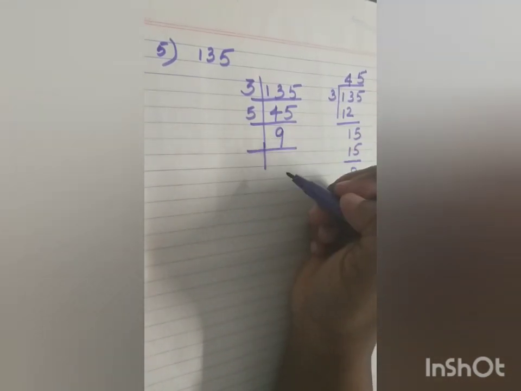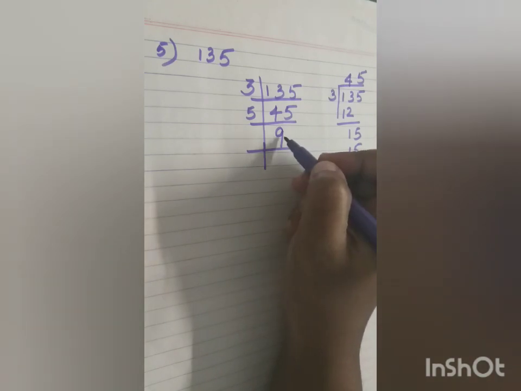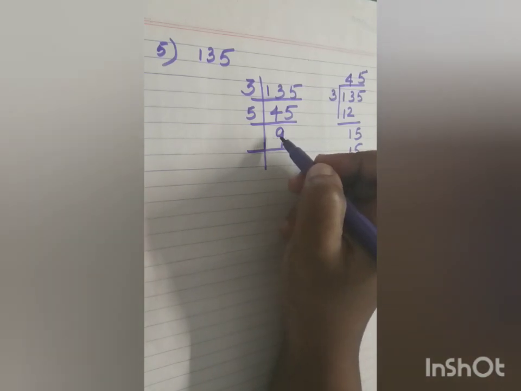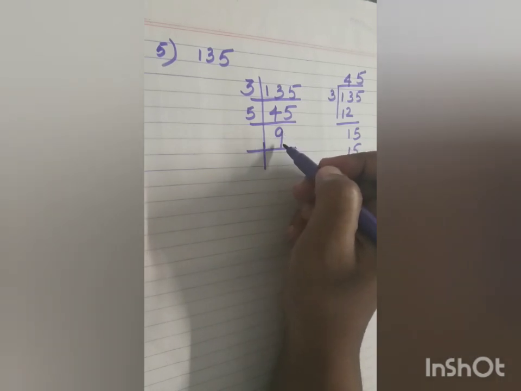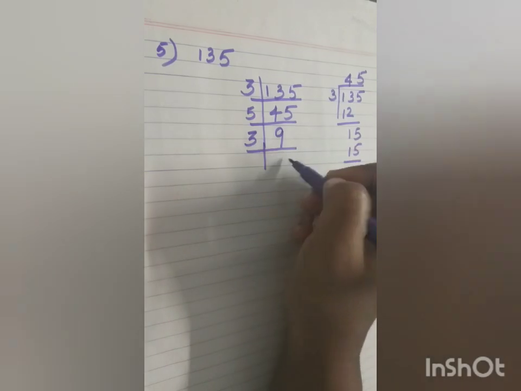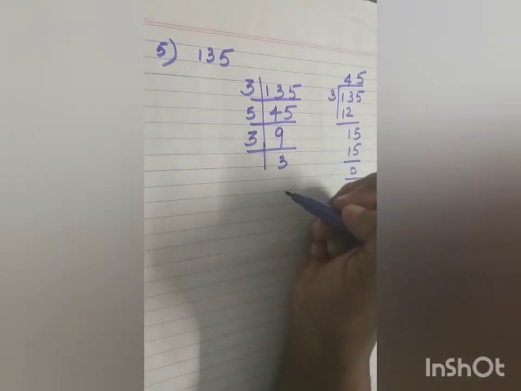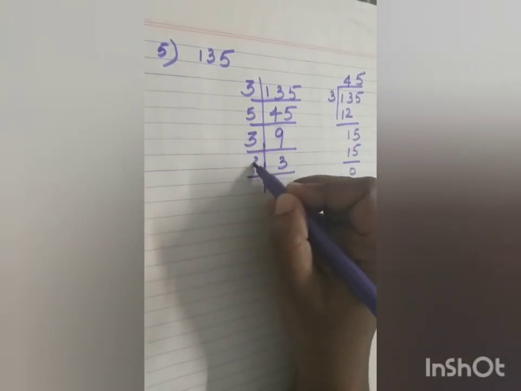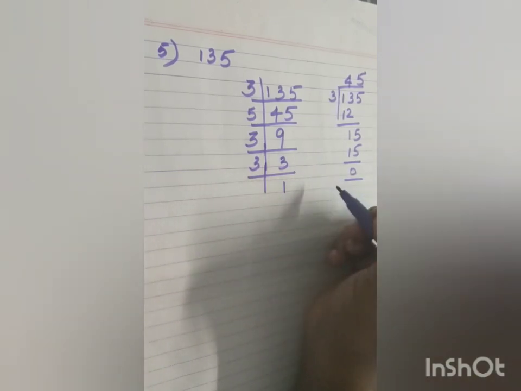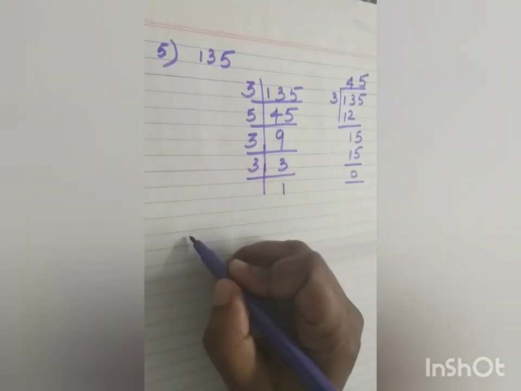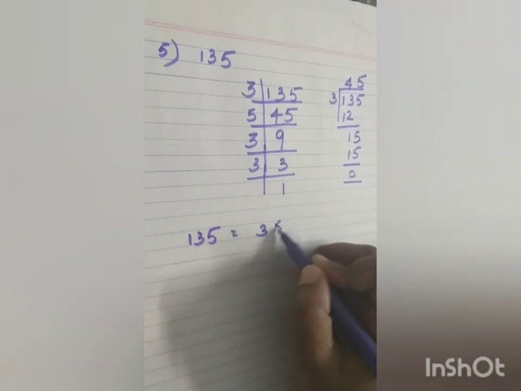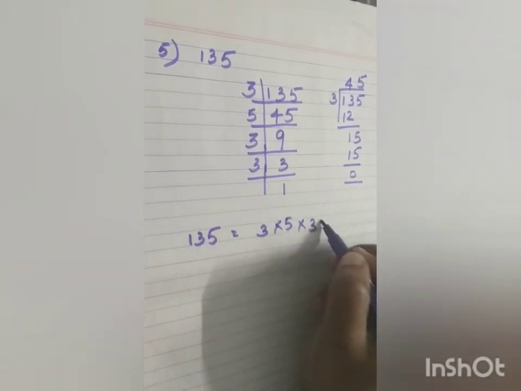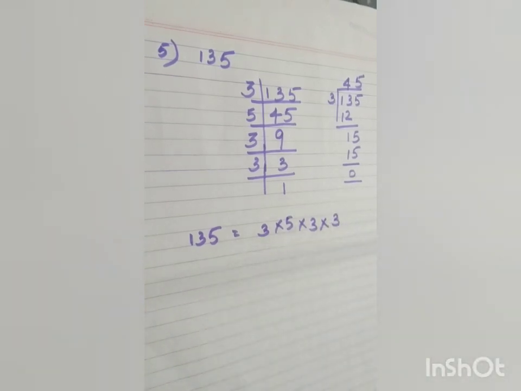Now next is 9. So 9 comes in which table, children? It doesn't come in 2's table. Does it come in 3's table? Yes. 3 3's are 9. And then next is 3 itself. 3 1's are 3. So therefore 135 can be written as 3 into 5 into 3 into 3. Product of prime numbers.